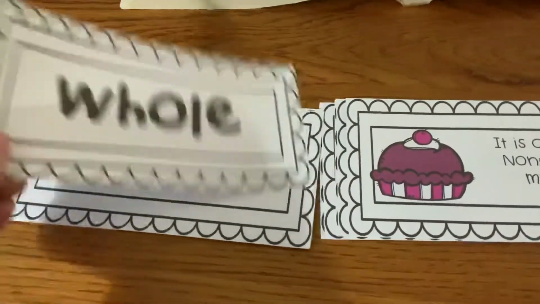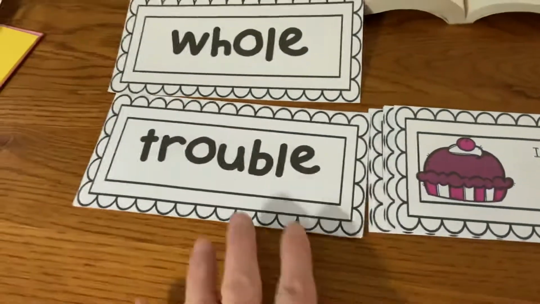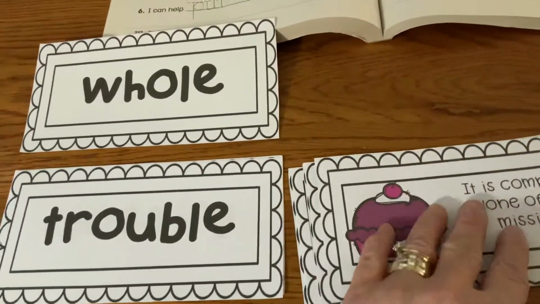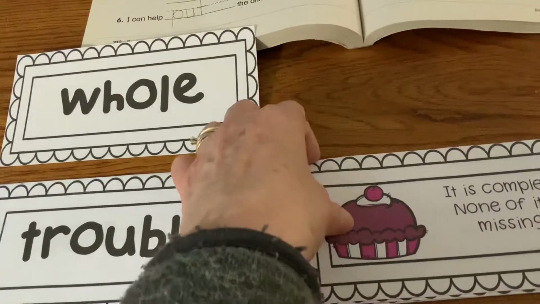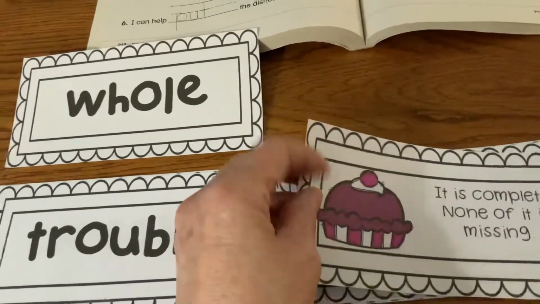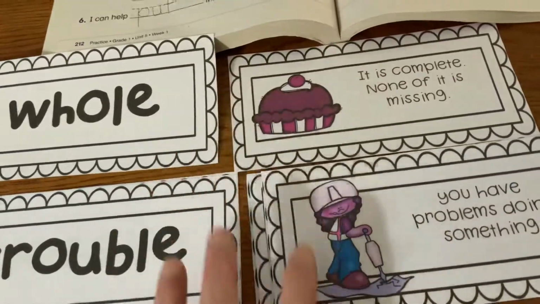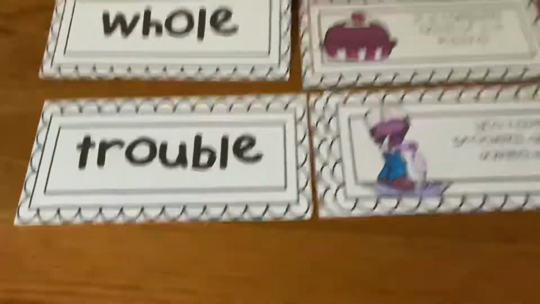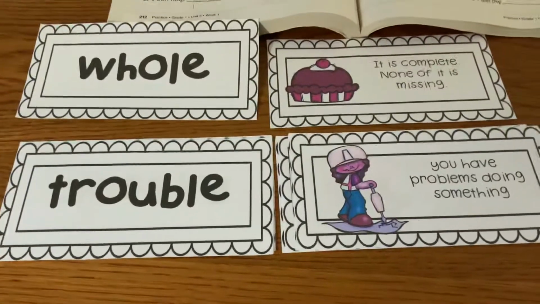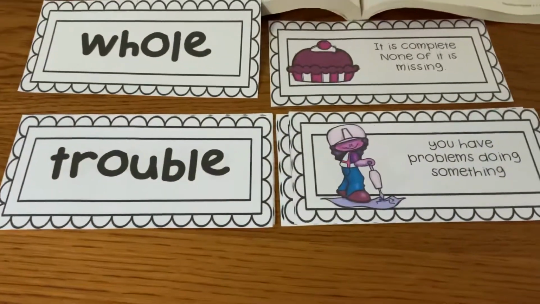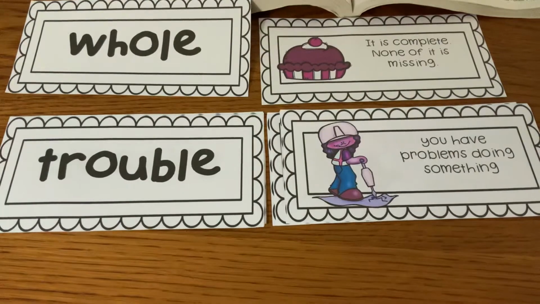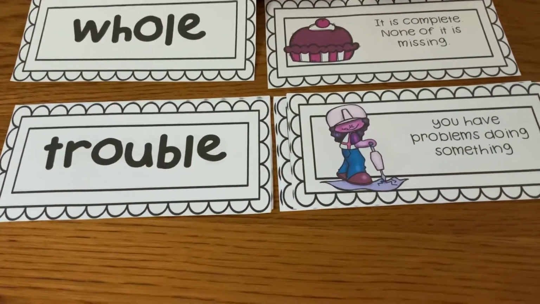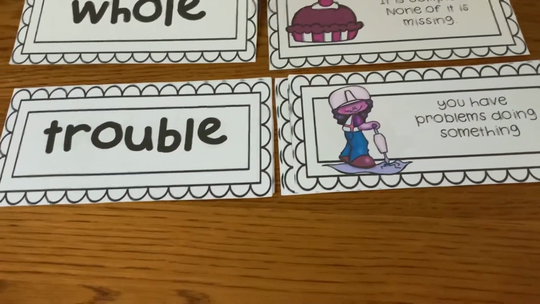Okay, the next word that we have is trouble. Okay, if you get into trouble, or if there is trouble outside, what is it? It means you have problems doing something. I had trouble with my math. I had problems doing my math. I had trouble finding my shoes this morning. I had a problem finding my shoes. Okay, trouble means that you have problems doing something.